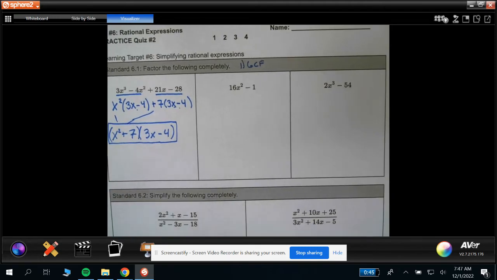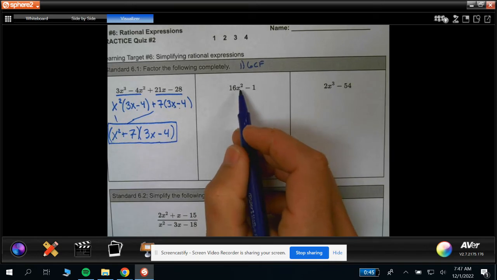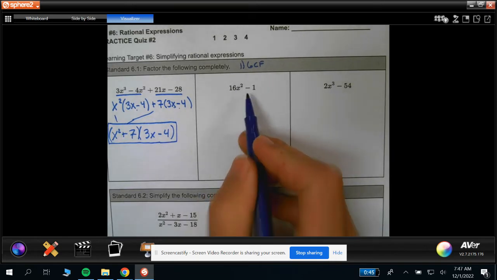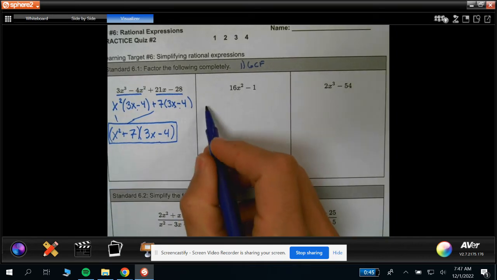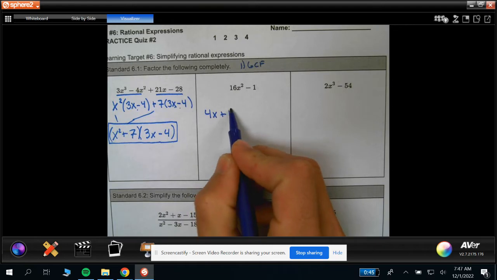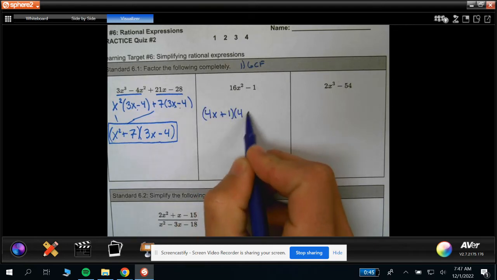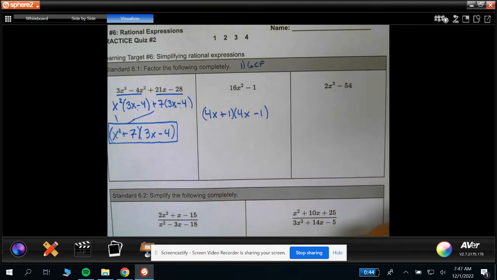All right. The next one, I see a quadratic. There's a pattern here, difference of squares. Maybe you remember it, maybe you don't. If you want to Xbox it, you can. If you remember the pattern, 4x plus 1, 4x minus 1.